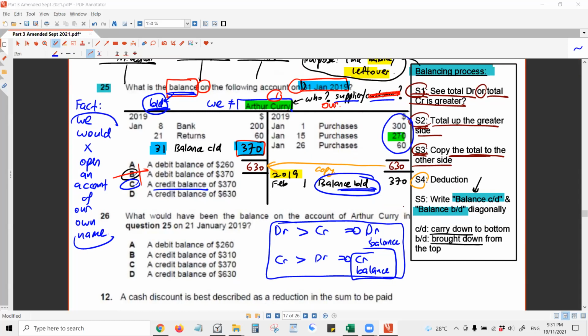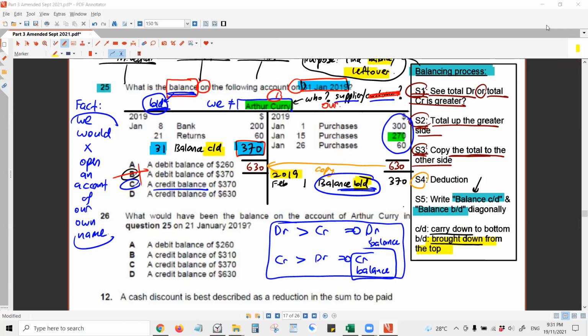When to use CD and BD? You must write CD on top first, then BD at the bottom diagonally. Because CD stands for carry down, and BD stands for brought down from top. Always CD and then BD. So when would you write CD and BD? When you do the balancing process.